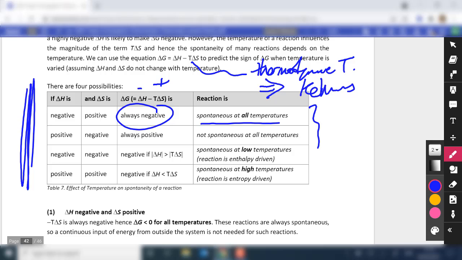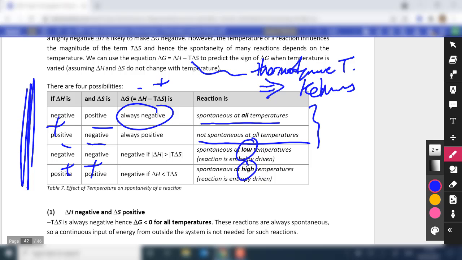And then the other way around, if one is positive and the other is negative in the opposite arrangement, there's no way you can get delta G to be negative. Therefore, it is not spontaneous at any temperature. The case will be interesting when we have minus minus and plus plus. One of them will be spontaneous at low temperature and the other will be spontaneous at high temperature. When it's spontaneous at low temperature, we say that the reaction is enthalpy driven. Enthalpy driven means the enthalpy change will drive the reaction forward, despite the fact that it leads to an overall decrease in entropy.